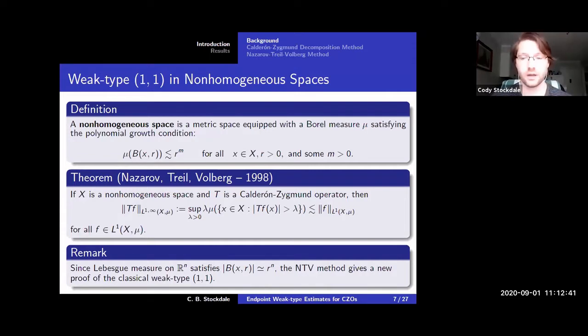So I want to describe both of these proofs. I want to describe the Calderon-Zygmund decomposition proof that's been known since the 50s or so, and I want to describe this more recent proof of Nazarov, Treil, and Volberg, which avoids the doubling property. And just for notational simplicity, since the Lebesgue measure has this type of comparability that the balls in the Lebesgue measure are like r to the n, both of these proofs will apply in the setting of the Lebesgue measure.